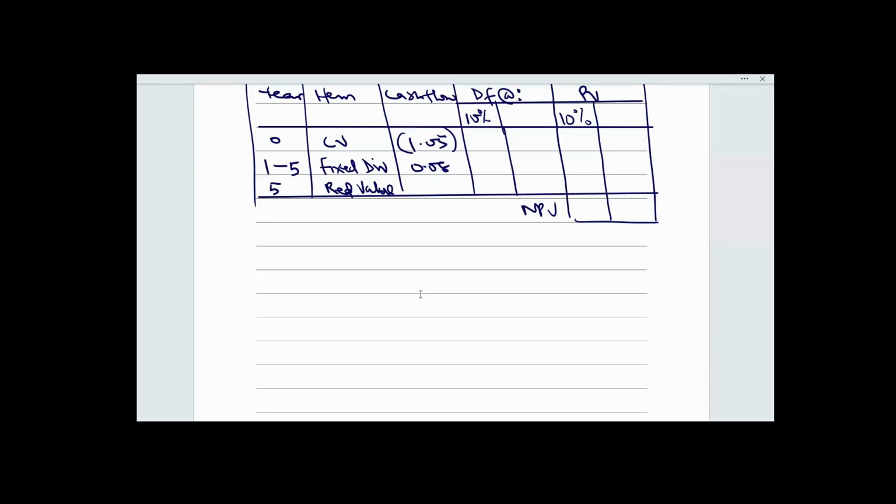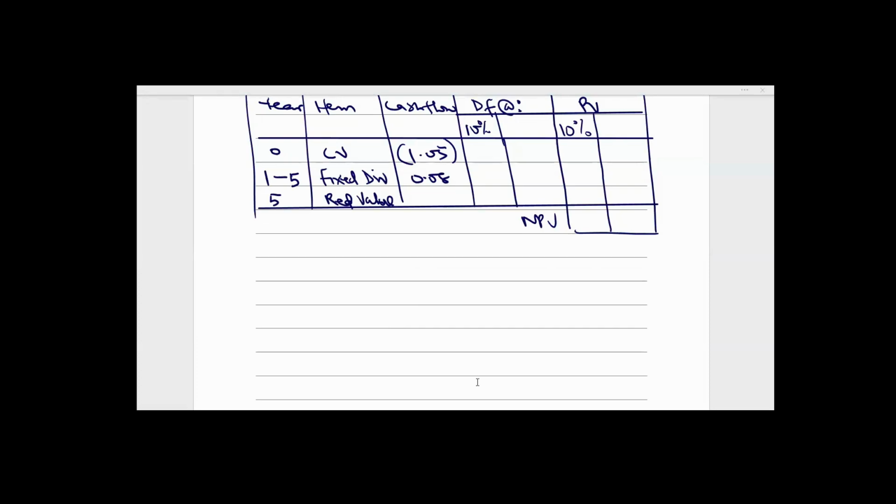Okay? Now, redemption value. According to the question, you are told that the preference share will be redeemed at par in 5 years' time. Par value is 1 naira. Like I explained to you, preference share can be redeemed at par, at a premium, or at a discount. So, since you are told that it will redeem at par, it means at 1 naira. So, I will then put 1 here.